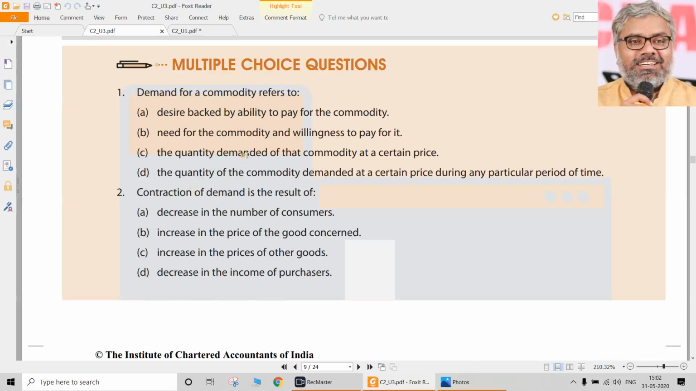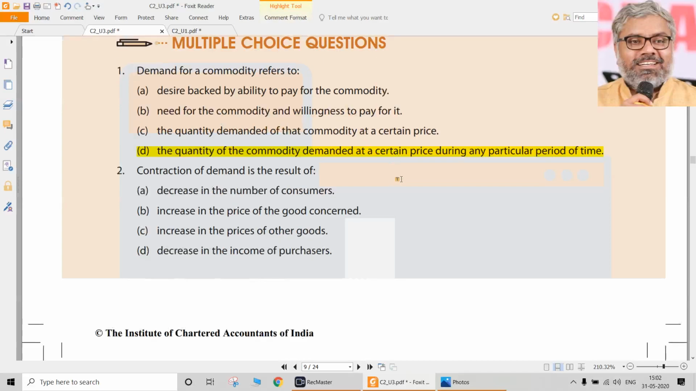But what gives the perfect answer is this. So, what is the demand for a commodity? Basically, it is the quantity of a commodity demanded at a certain price during any particular period of time. So, the demand cannot be just about these things. These are okay, but these are all inherent. Whenever we say demand, automatically there is a desire, automatically there is ability to pay, automatically there is willingness. All of them are already there, but they are only causing demand. But what is demand? Demand means the quantity of the commodity demanded at a certain price.